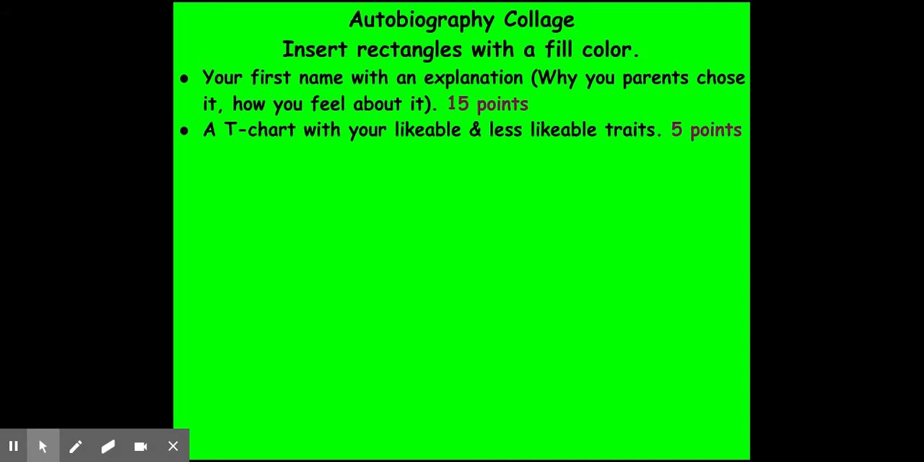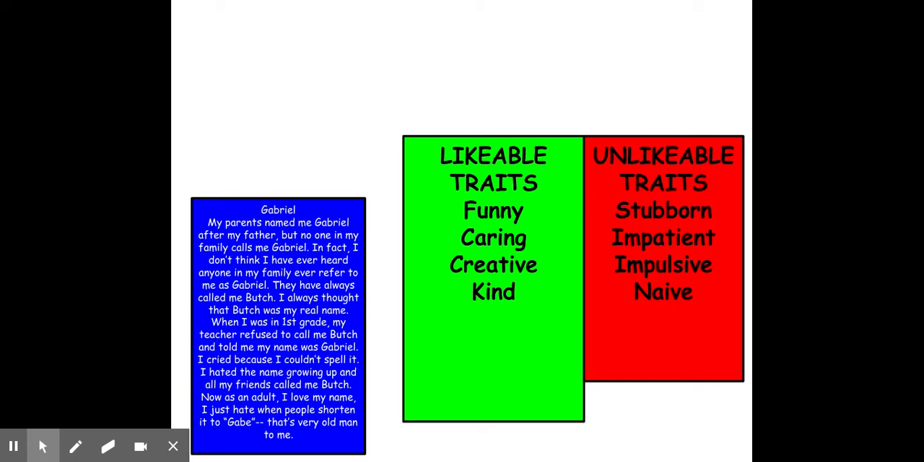Next, you're going to create a T-chart with your likable and less likable traits for 5 points. My likable traits are I'm funny, I'm caring, I'm creative, and I'm kind. My unlikable traits are I could be stubborn, I'm impatient, I'm impulsive, and at times I can be naive.